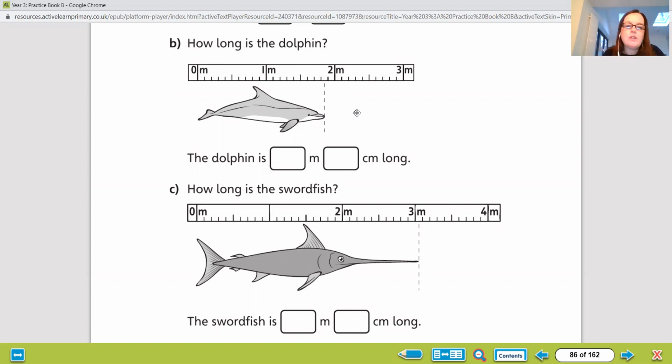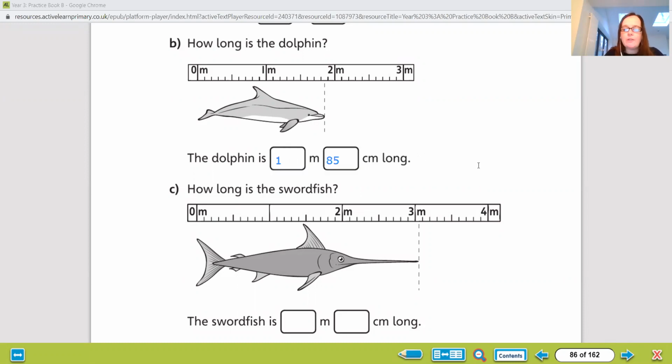So let's have a look. So our dolphin is 1 metre, 10, 20, 30, 40, 50, 60, 70, 80, 90. It's not 80 and it's not 90. It's halfway between that number. What number could be halfway between 80 and 90? That's right, 85. Well done. You're so clever. So it's 1 metre, 85 centimetres.